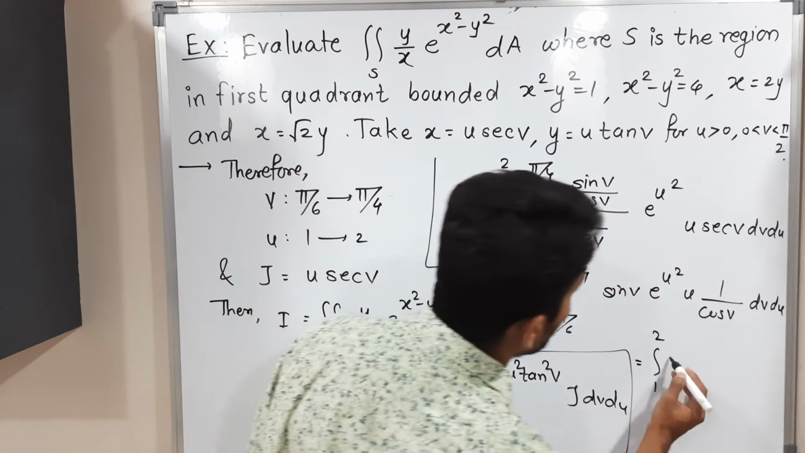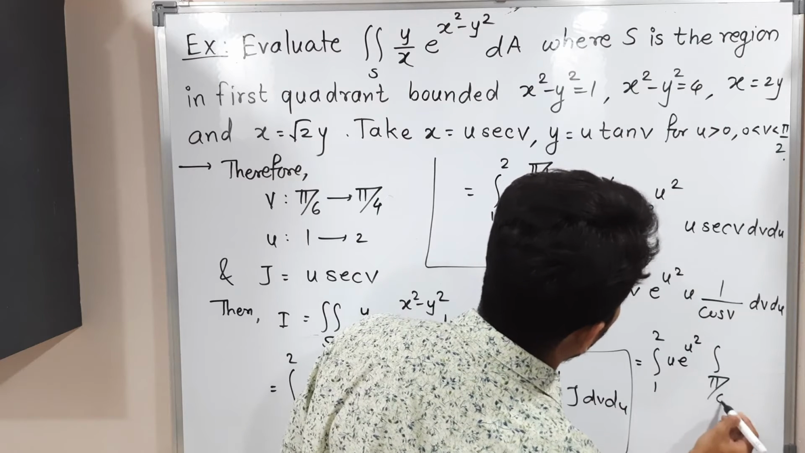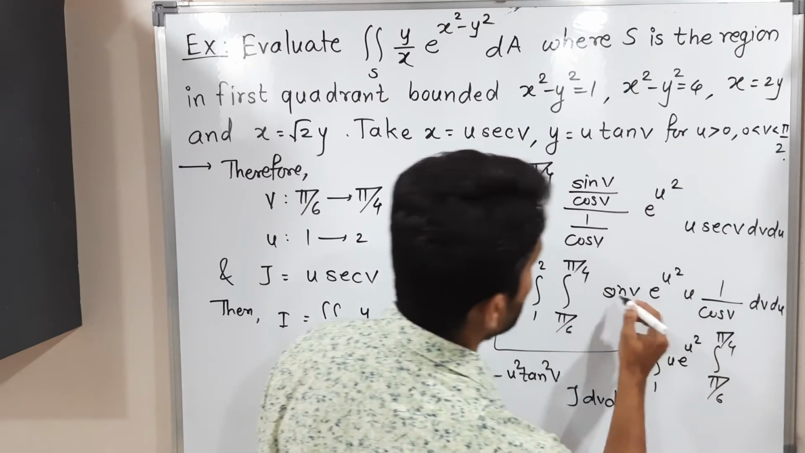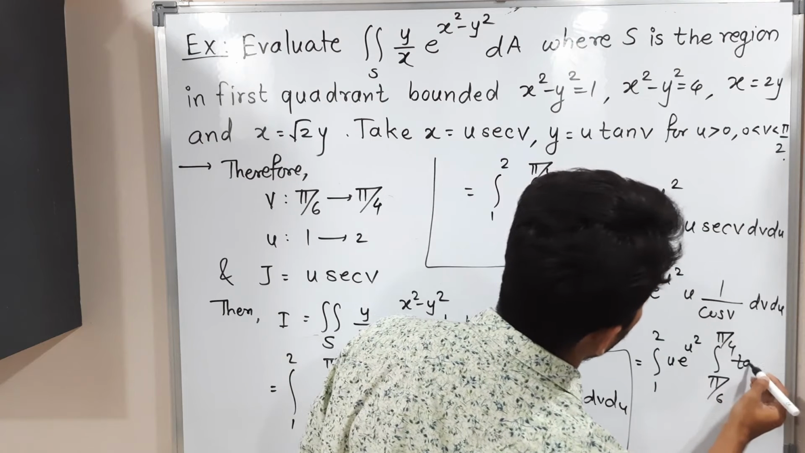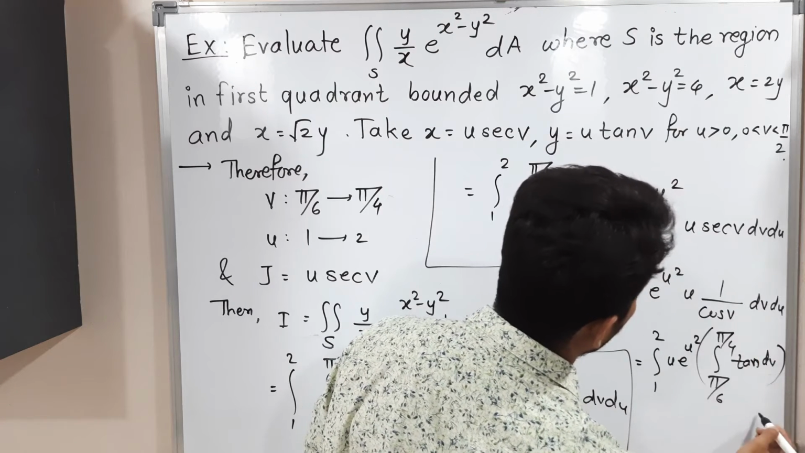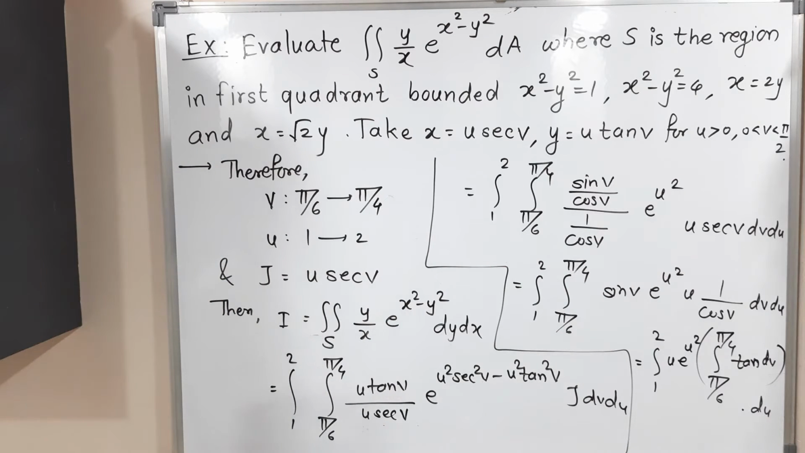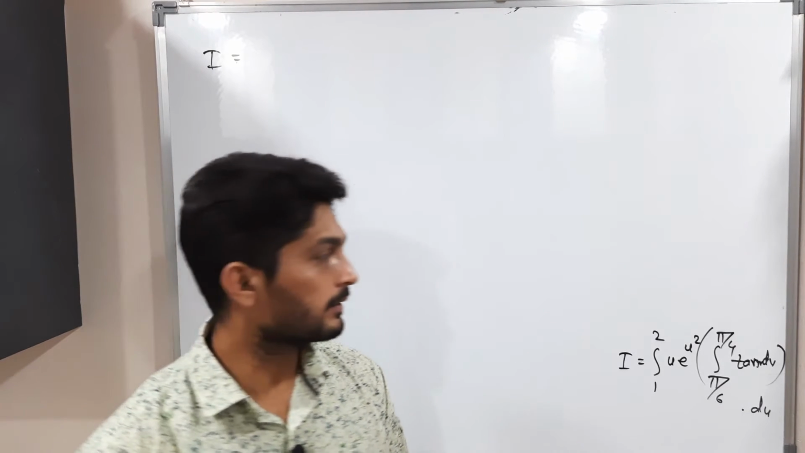So therefore u e raised to u square, integration pi by 6 to pi by 4, and sin upon cos, that means tan v dv, and after that du. Okay, so there is no more space to solve. Make a screenshot of it, then we will go further. Let us solve it further.